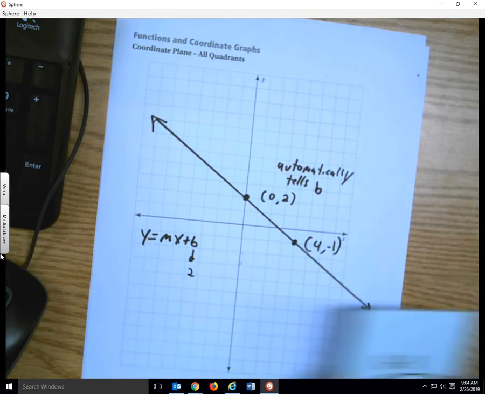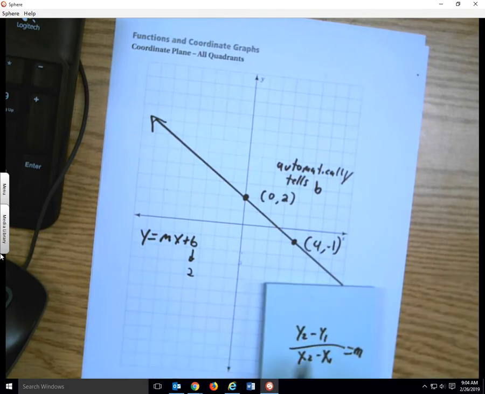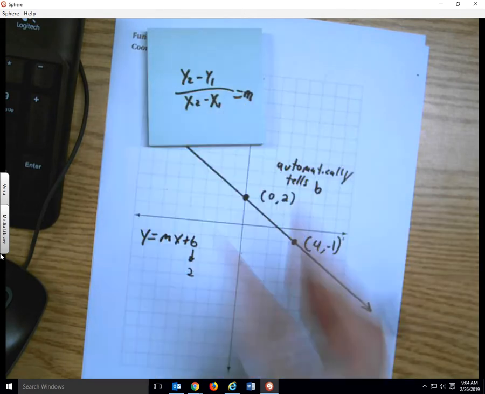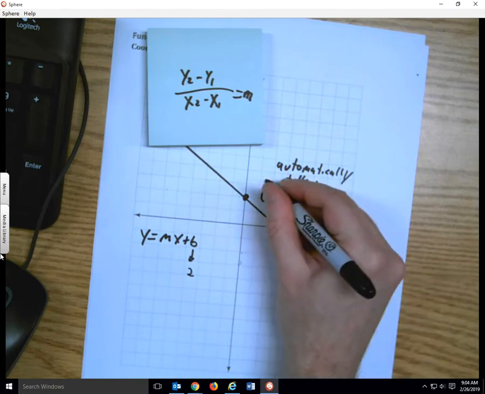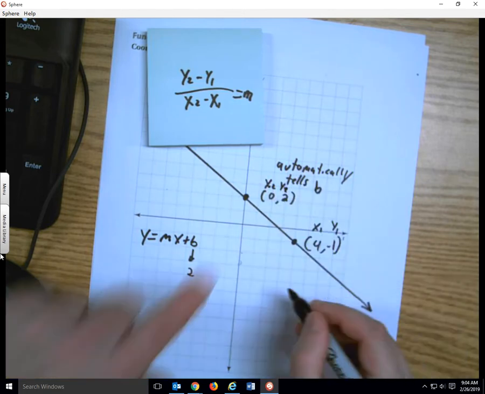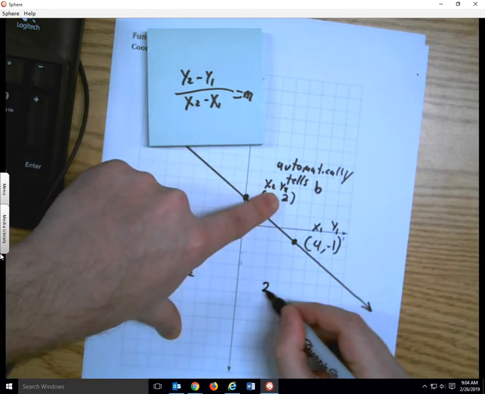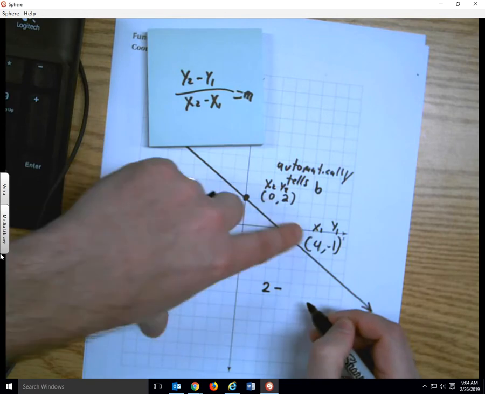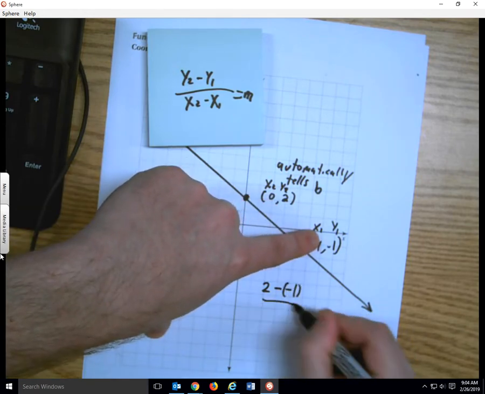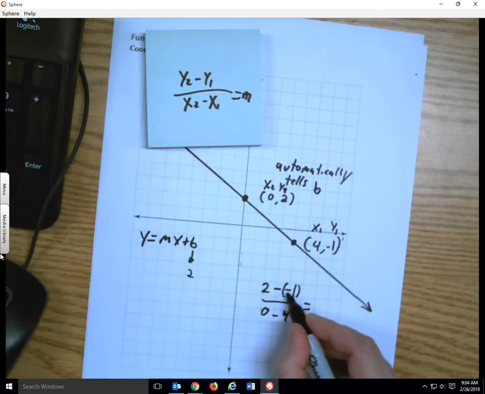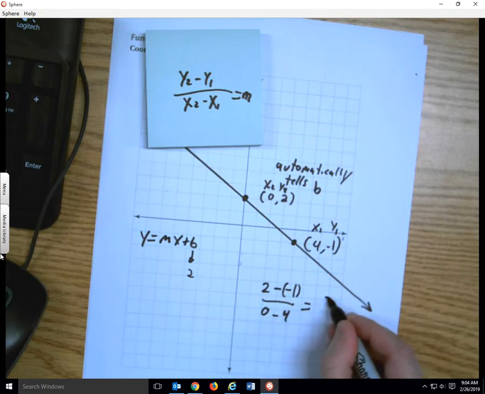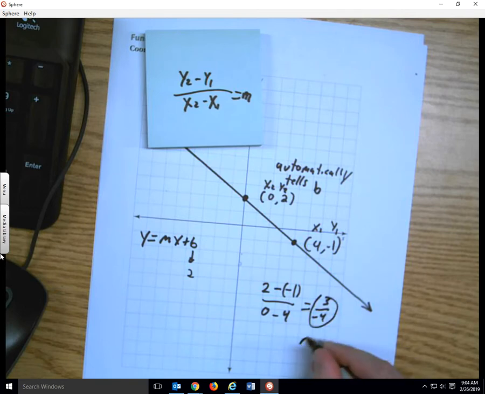Okay, so now we have to find the m. In order to find the m, we use our definition of slope. So y2 minus y1 over x2 minus x1. I will choose this to be my x1 this time, this to be my y1, this could be my x2, this could be my y2. Let's do it. So y2, 2, minus y1 will be negative 1, over x2, which is 0, minus x1. A negative next to a negative is a positive, right? So 2 plus 1 is 3. 0 minus 4 is still a negative 4. That's your m. M equals 3 over 4, but it's negative.